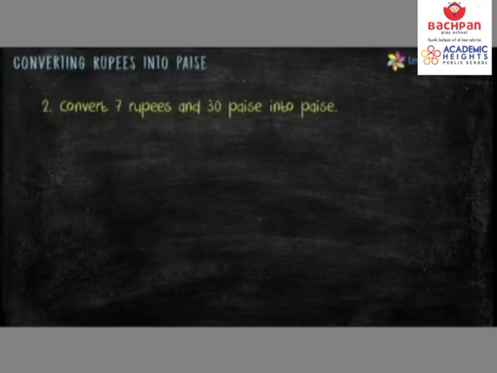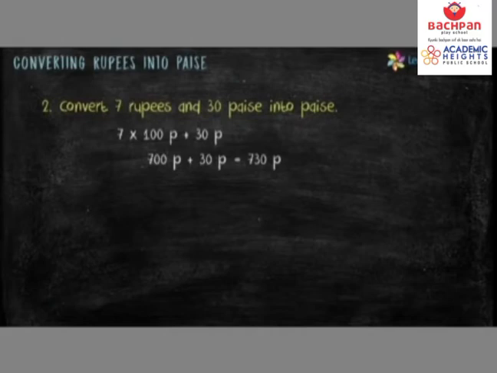Next example, convert 7 rupees and 30 paise into paise. Now, first we convert rupees into paise, so we multiply by 100 and add 30 paise. 30 paise is already given. So, that is 700 paise plus 30 paise, which is 730 paise. Clear, students?